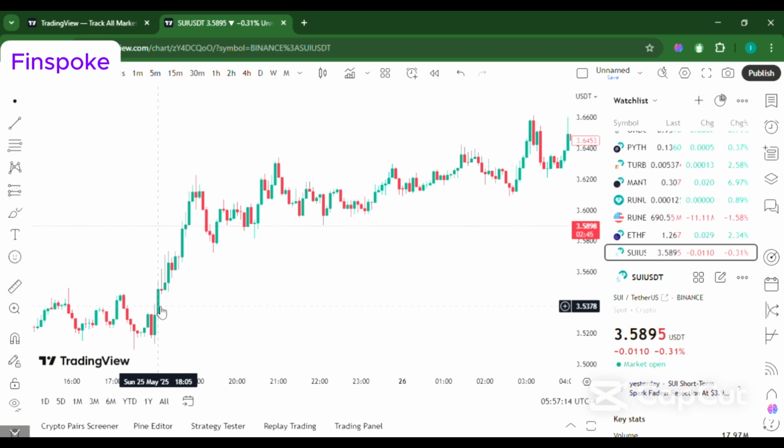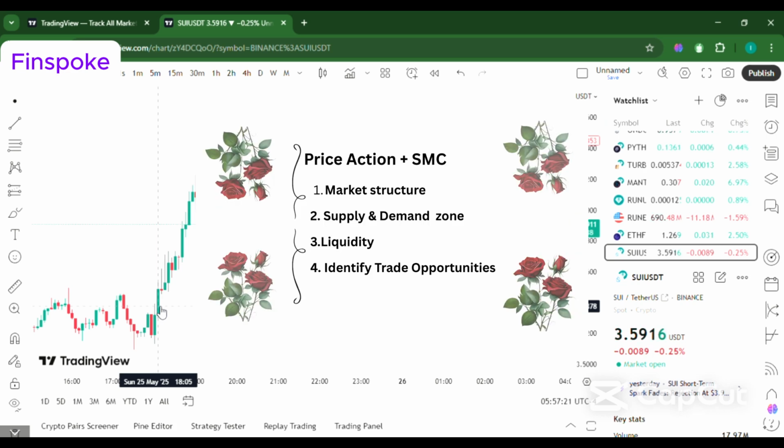Now, I'm going to use price action plus smart money concepts, in case you've not come across the strategy called smart money concept. Just pay attention, it's not difficult, you pick it. Now, this, I call it system. It looks into market structure, supply and demand zones, liquidity zones, then identifying trade opportunities.